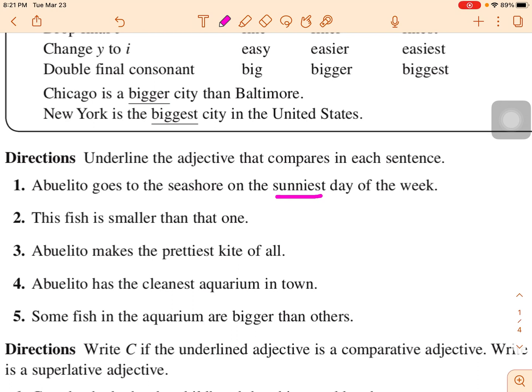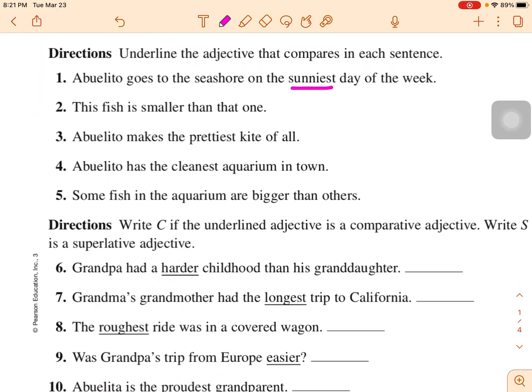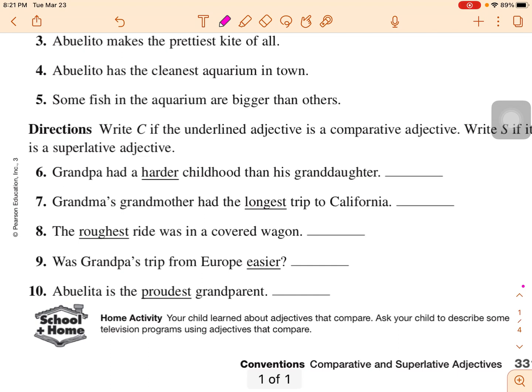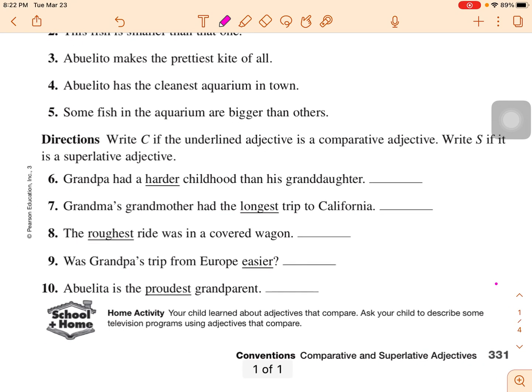I want you to pause the video, and I want you to answer 1, 2, 3, 4, and 5 on your own. When you're done with that, you're going to go down to 6, 7, 8, 9, and 10, and you're going to write a C if it's a comparative adjective, which means it compares two things, or an S if it's a superlative adjective, which means it compares more than two things.